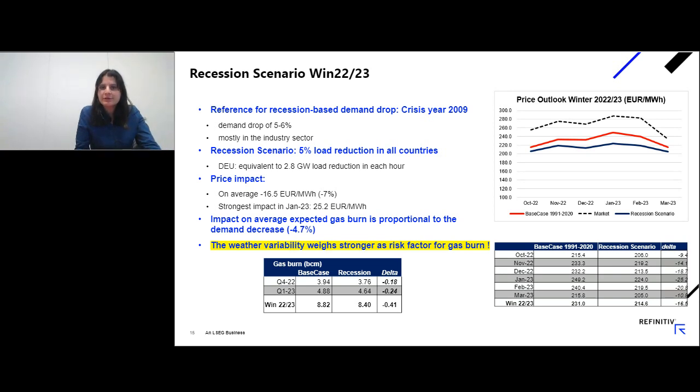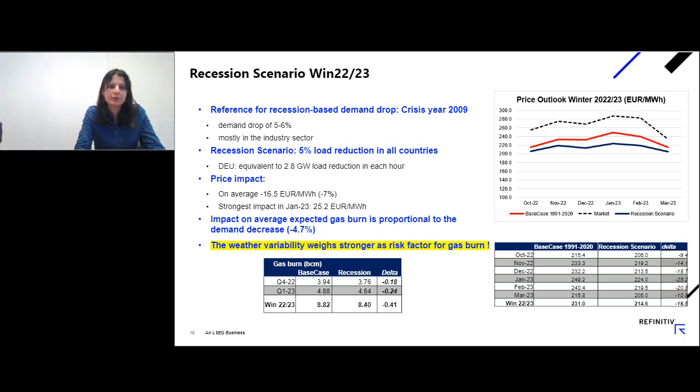The price impact of this scenario on our base case price, which is around 230 euro per megawatt hour, is a reduction of around 16 euros, so that is roughly 7% lower prices. We see that in the month with the highest price range, which is January, the price impact is also a bit higher and leads to minus 25 euro per megawatt hour. That is for the power prices.